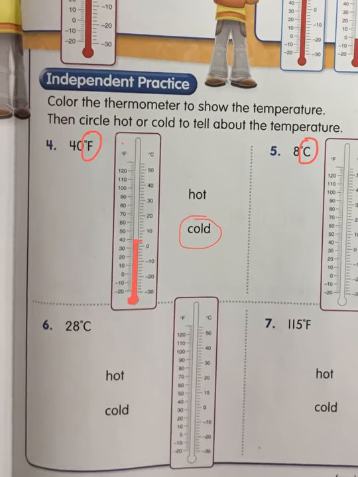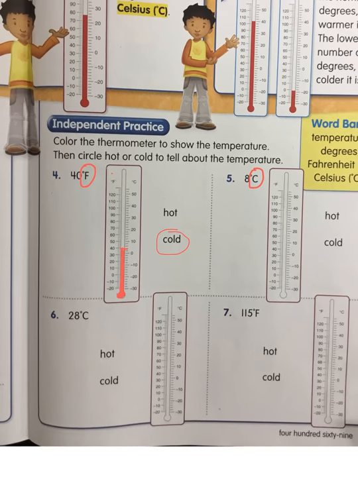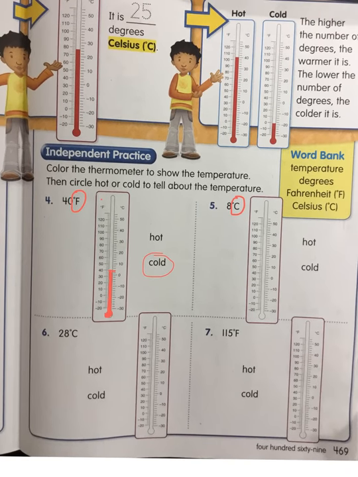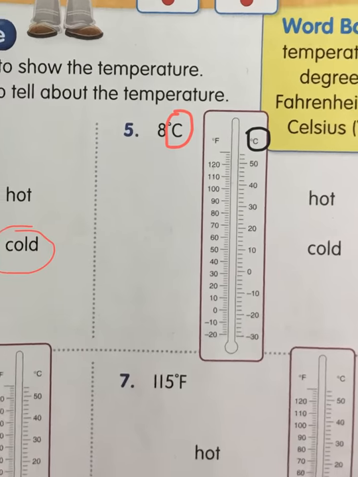Number 5 says 8 degrees Celsius. Oh man, so I need to switch my brain and I need to find the degree C. Make sure it's on the C. Okay, I'm only going to look on that side. I'm going to find 8. This is tricky. That's where you have to count by 2. So I'm going to zoom in.